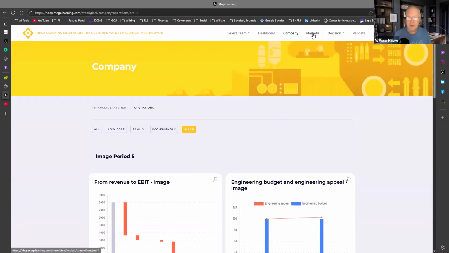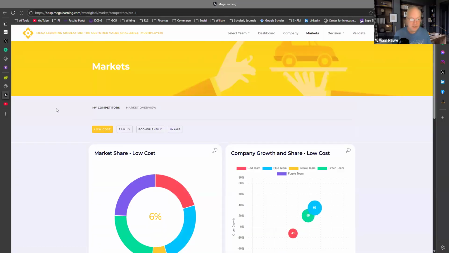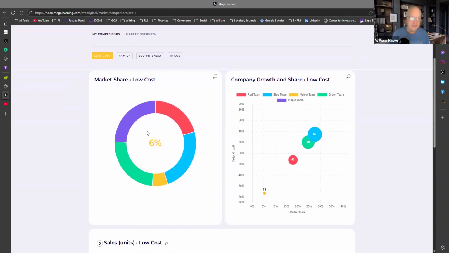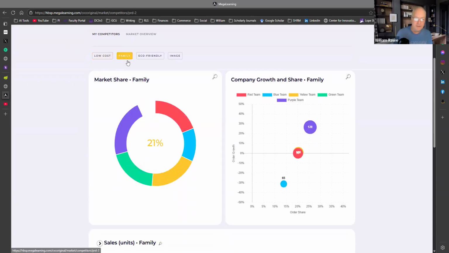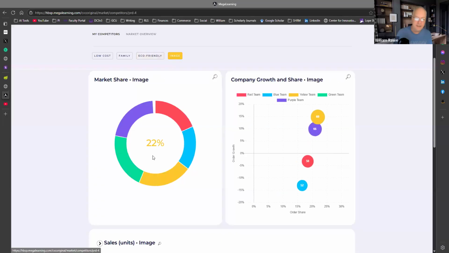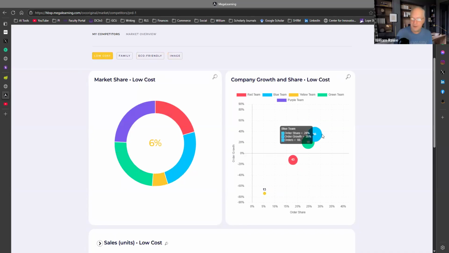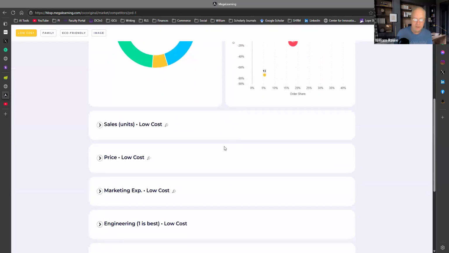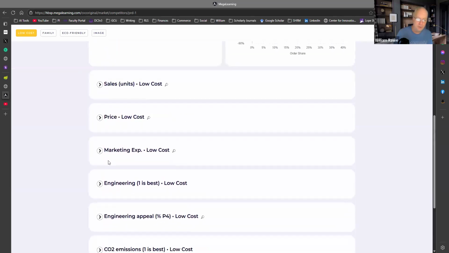All right, so then we can look at markets. You have my competitors and market overview. So under my competitors, we can see I had 6% of the low-cost market, 21% of family, 24% of eco-friendly, and 22% of image. Over here, we have bubbles that represent market share. So mine here is very small, but blue had 28%. So they're doing well. Now you have all these reports that are going to help you.